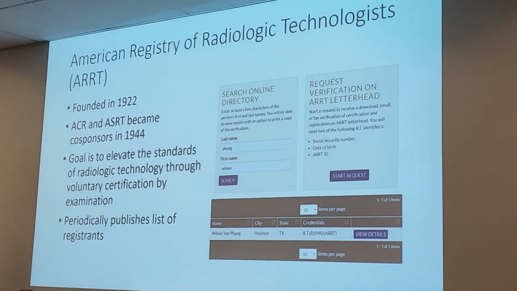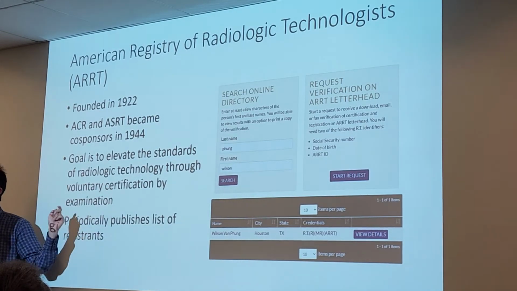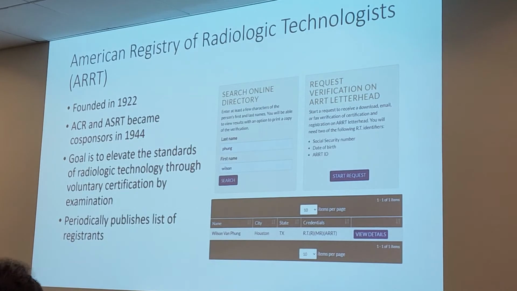So the registry we are concerned with is the ARRT, American Registry of Radiologic Technologists. This was founded in 1922. The ACR and ASRT became co-sponsors in 1944. And their job is to elevate the standards of radiologic technology through voluntary certification by examination. Yes, voluntary certification. You do not need to take the exam after you graduate this program in 2 years.